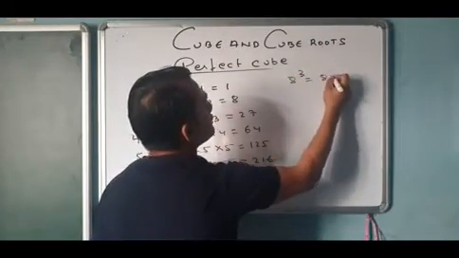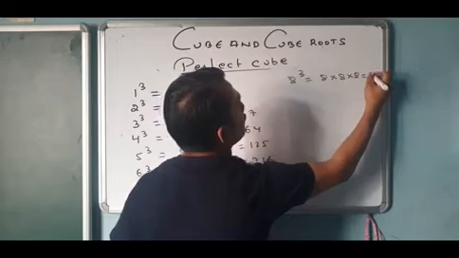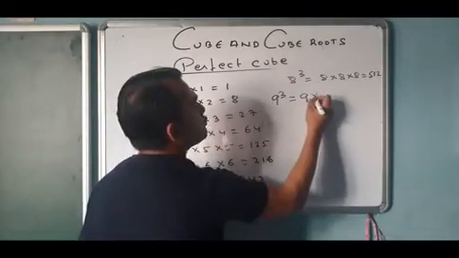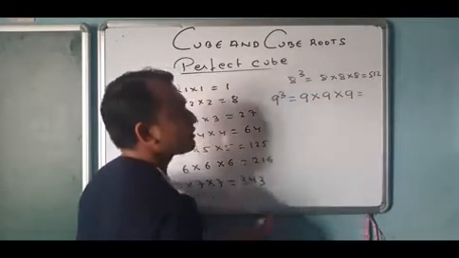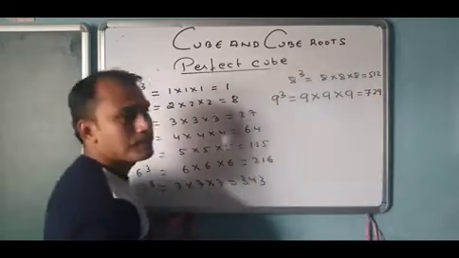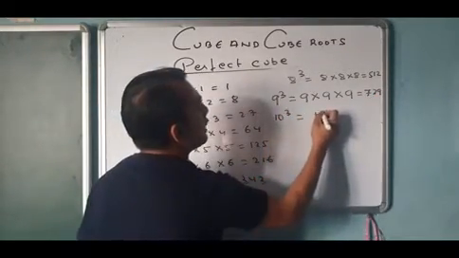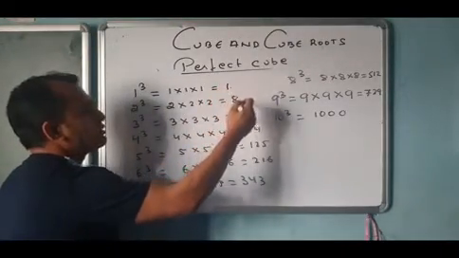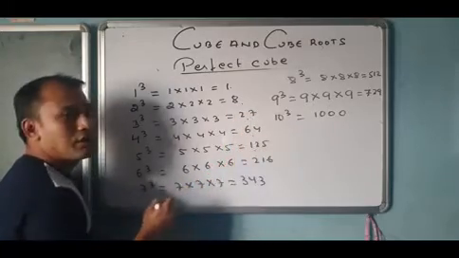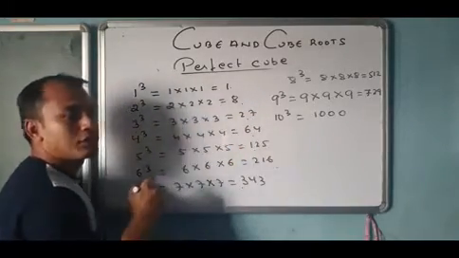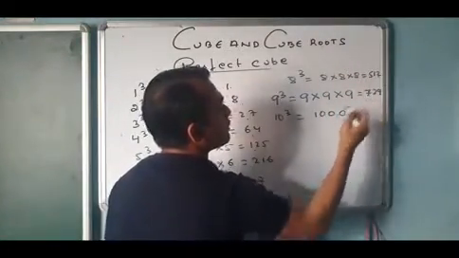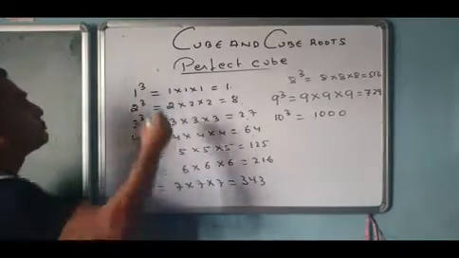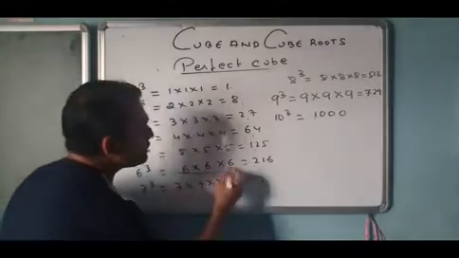8 cube equals 8 into 8 into 8 equals 512. 9 cube equals 9 into 9 into 9, that is 729. 10 cube equals 1000. Now here, these numbers 1, 8, 27, 64, 125, 216, 343, 512, 729, 1000 are the numbers which are obtained by multiplying the same number 3 times.